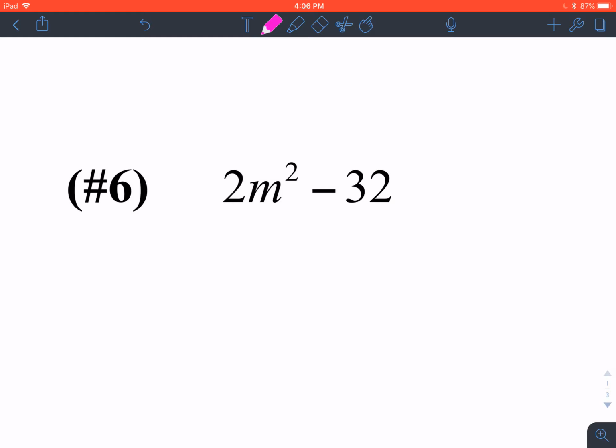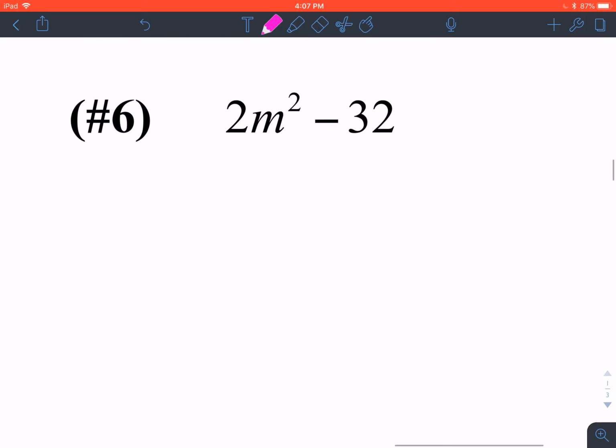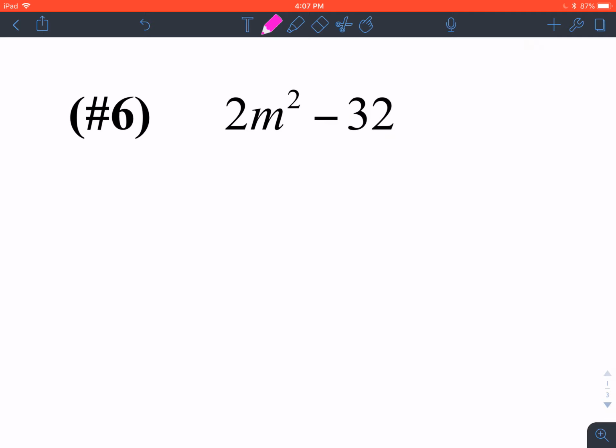If you have a perfect square card, you still want to be able to use those. I might have some extras if you lost it, but try to find those. They're kind of important. But like we always talk about with factoring, you always want to look for a GCF first. So is there a number or exponent we can pull out of both of these terms right here? Well, they're both even numbers. Yep, so we can pull out a 2.